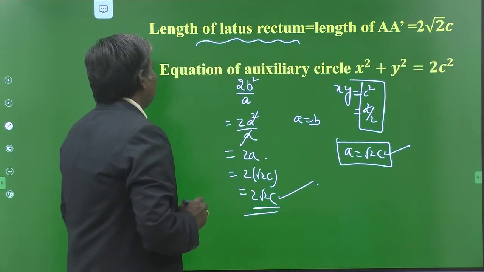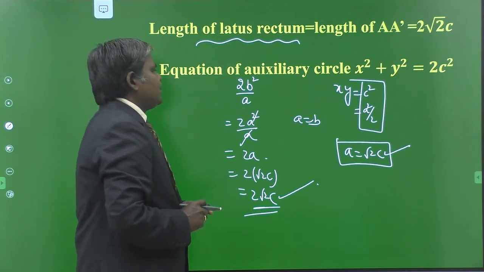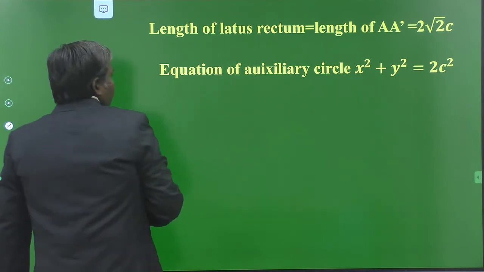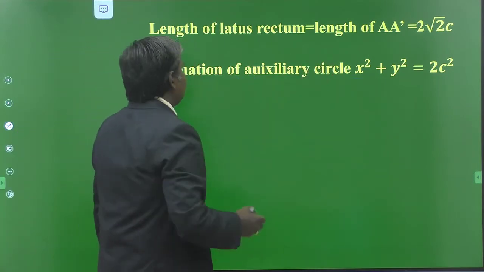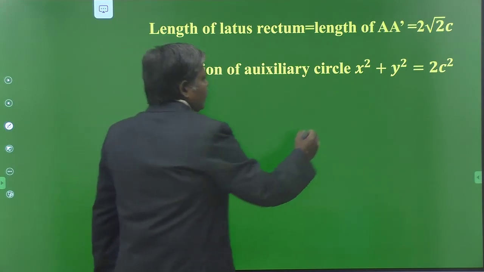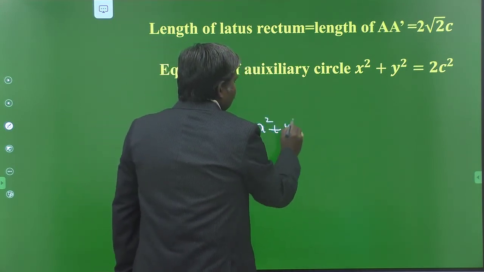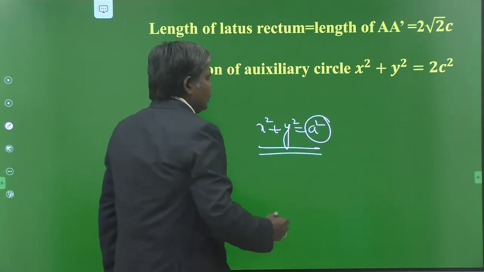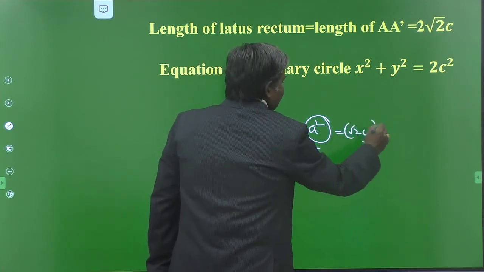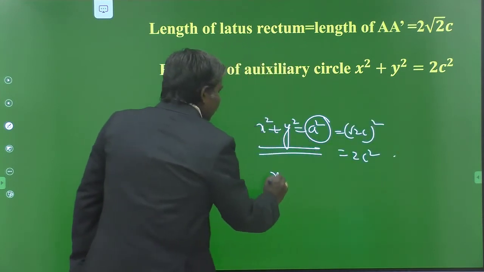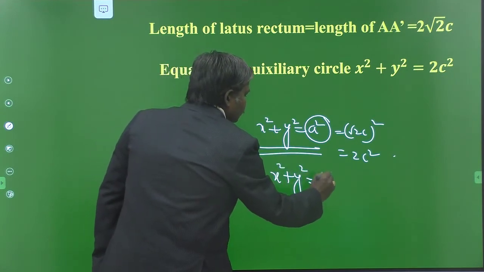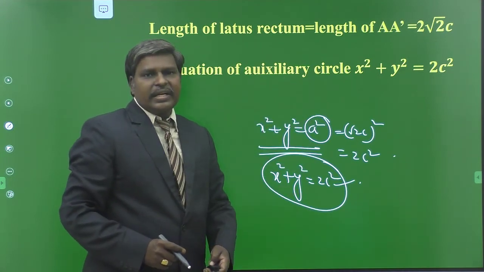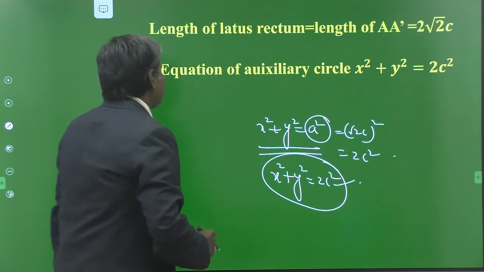And the equation of the auxiliary circle is x square plus y square equals 2c square. The length of the latus rectum is 2 root 2c. The equation of the auxiliary circle is x square plus y square equals a square. But what is your a? Root 2c. That is nothing but root 2c whole square, which equals 2c square. So x square plus y square equals 2c square is the equation of the auxiliary circle of the rectangular hyperbola xy equals c square.